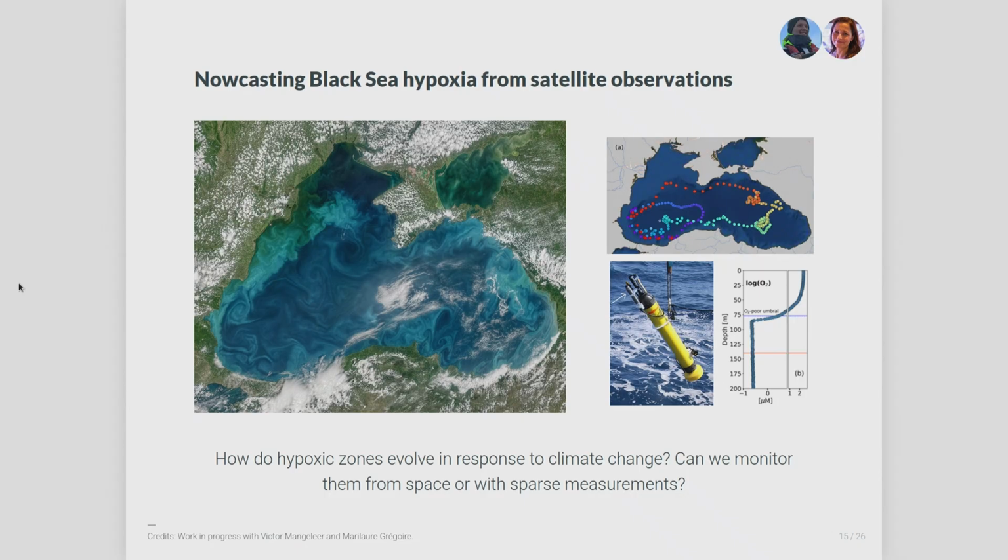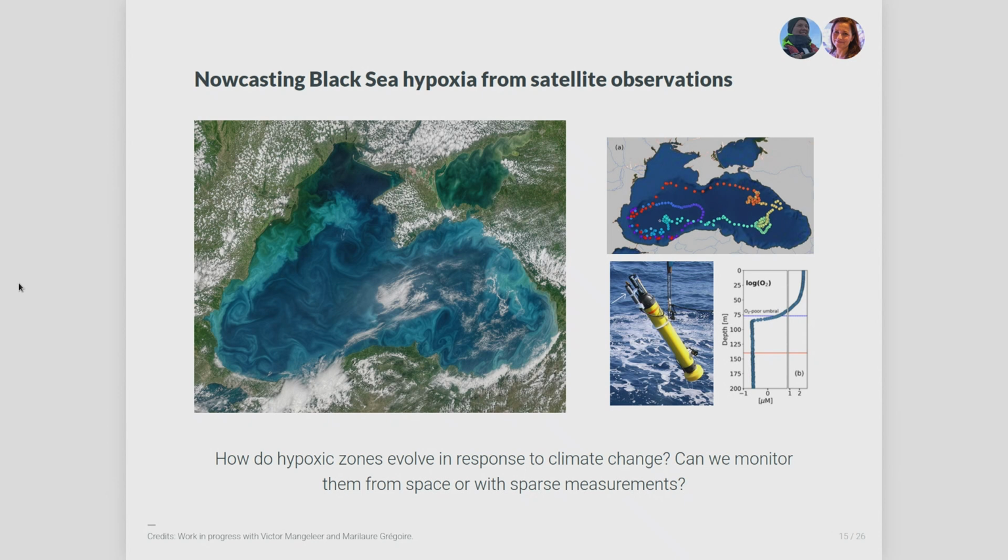The Black Sea is a large inland sea between Eastern Europe and Western Asia. It's a quite unique ecosystem with a strong stratification that leads to anoxic conditions below 200 meters of depth, which makes it actually a good laboratory to study hypoxia, which is really a growing problem in many coastal areas worldwide due to climate change and also due to nutrient pollution and other factors. Understanding how these zones of hypoxia evolve could inform early warning systems and also ecosystem management strategies.